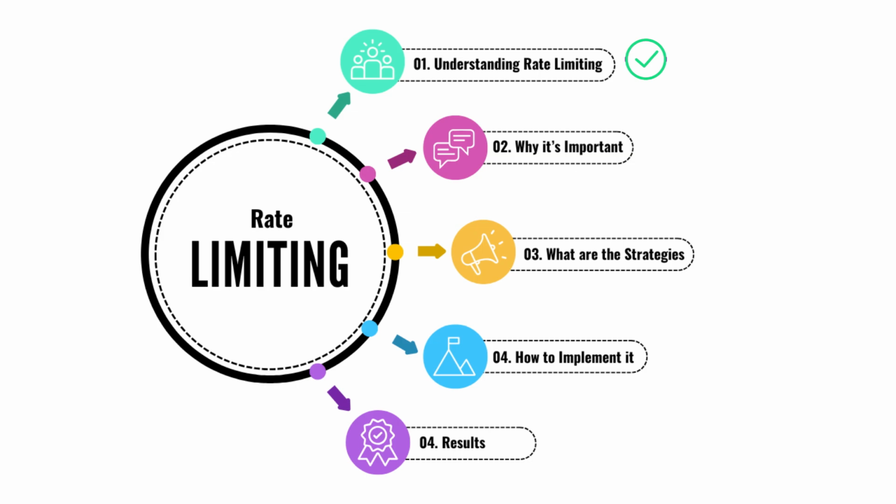Second, reducing server load and improving performance. What I mean is, uncontrolled traffic spikes can crash a server or degrade performance. And also, rate limiting allows the system to handle requests more predictably and reduce unnecessary load.